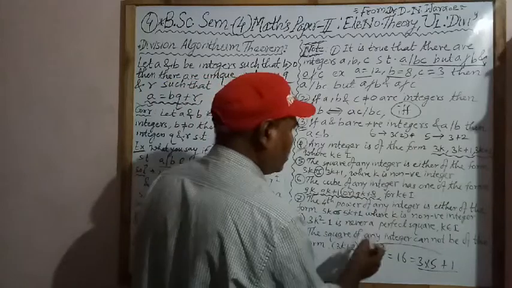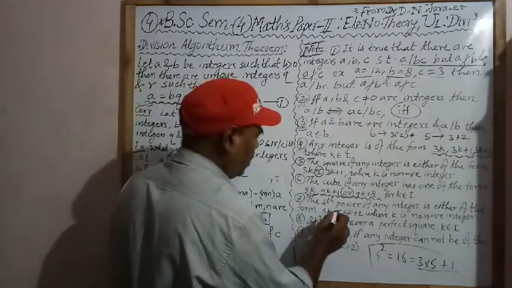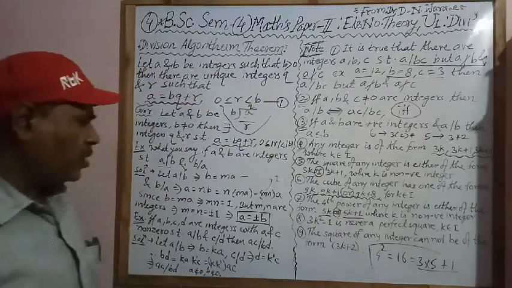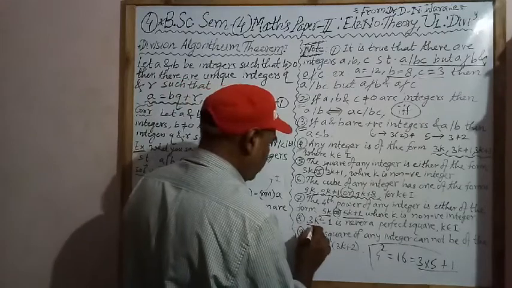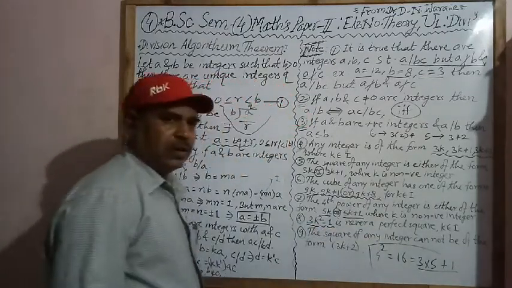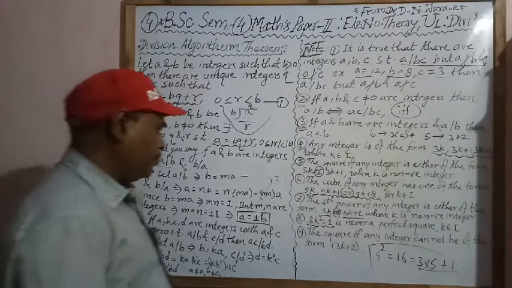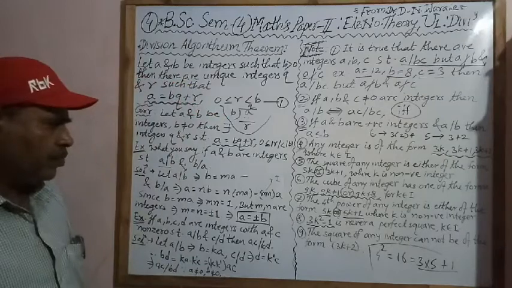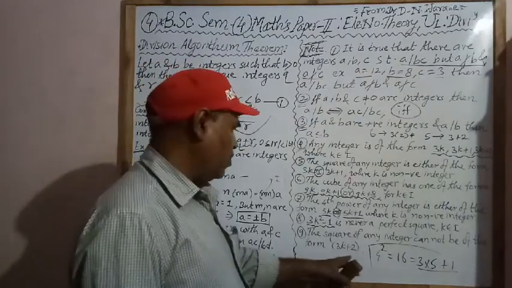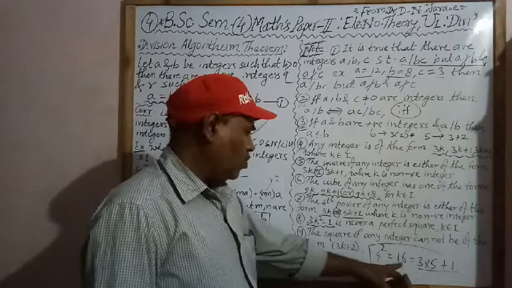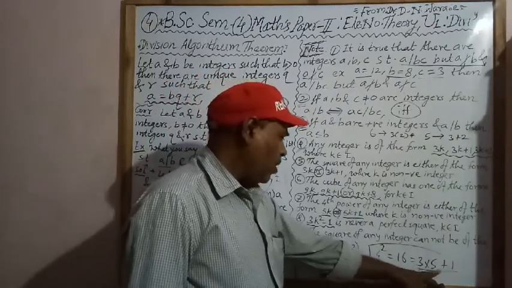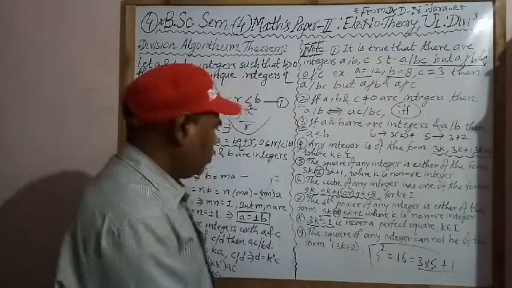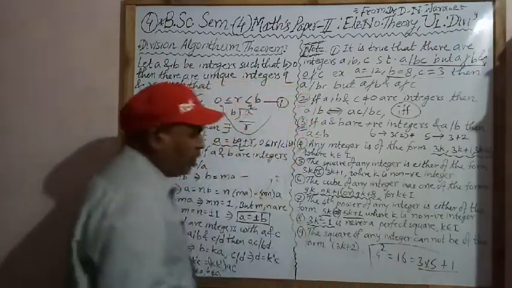The fourth power of any integer is either of the form 5k or 5k plus 1, where k is a non-negative integer. 3k square minus 1 is never a perfect square for k belongs to integers. The square of any integer cannot be of the form 3k plus 2. You can take the example 4 square equals 16. It is written as 3 into 5 plus 1. We cannot write this as 3k plus 2. Therefore, the square of any integer cannot be of the form 3k plus 2.